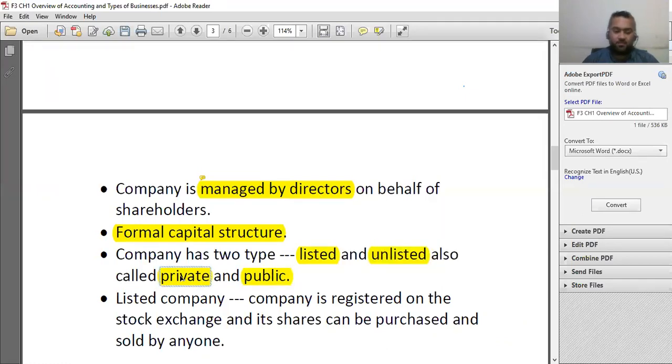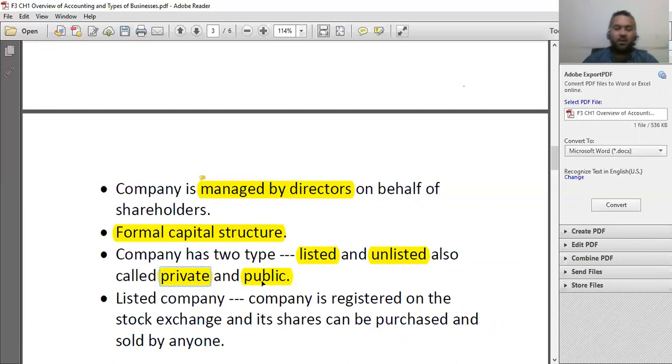Private company means what? That the company is unlisted, meaning they are not registered on a stock exchange. It means the public cannot make investment in the private company, and a private company will be a company that has been established by relatives, friends, close family members. So they will have a business in the form of a company. Most of the companies we have in Afghanistan, the local companies, are private companies.